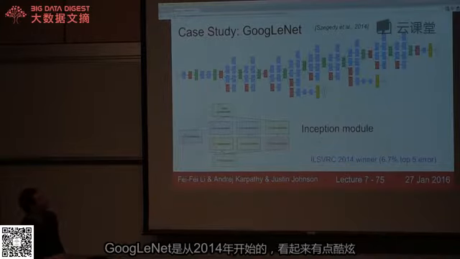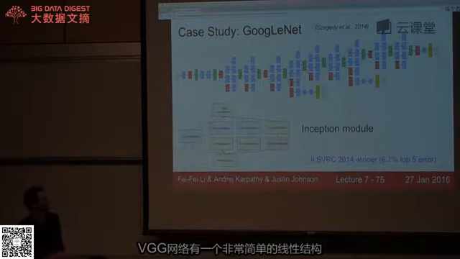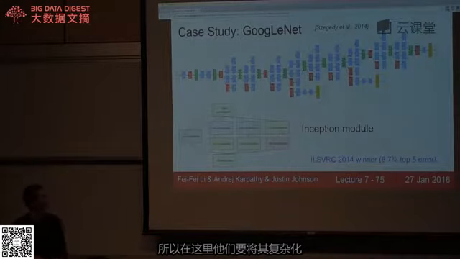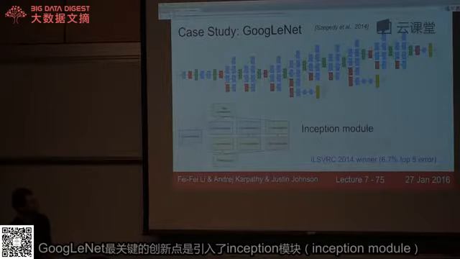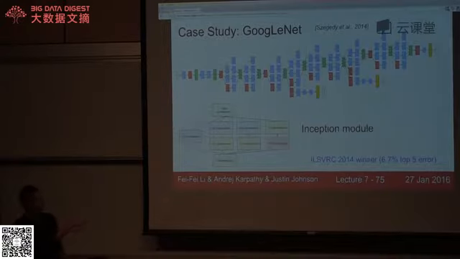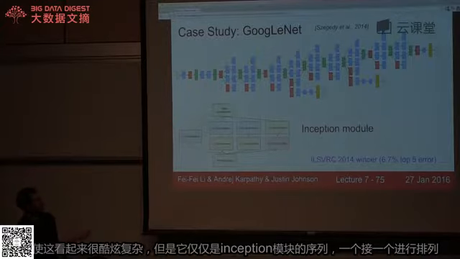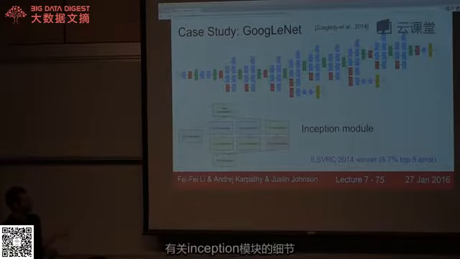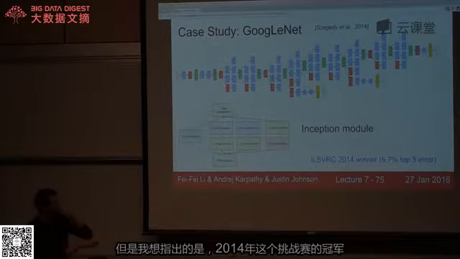So this is GoogleNet from 2014. It's starting to look a little funky. VGGNet has this very simple, linear structure, but in here they're trying to complicate it. The key innovation in GoogleNet was that they introduced what we call an inception module. Even though this looks kind of funky, it's just a sequence of inception modules, one by one. And I don't think I want to go into too much detail on the inception module right now.